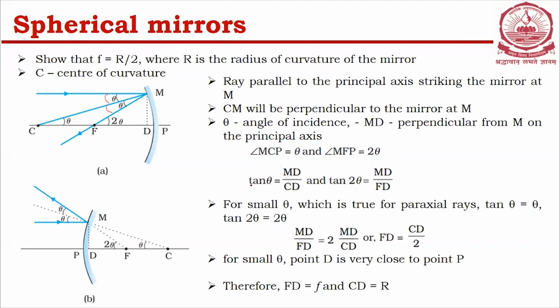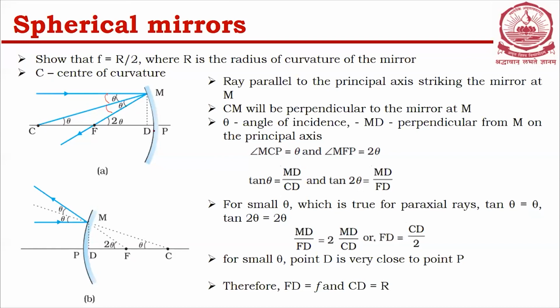So if you take tan theta, it should be equal to MD divided by CD, that is opposite side by adjacent side, and tan 2 theta should be equal to MD divided by FD. I hope you understand this actually. Okay, right.